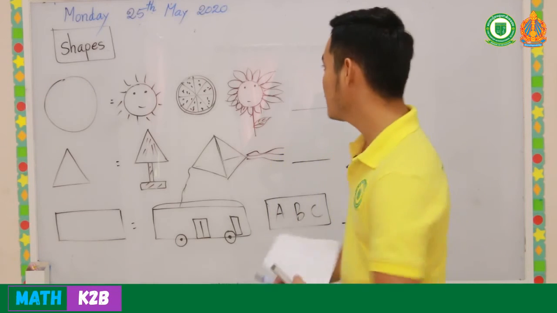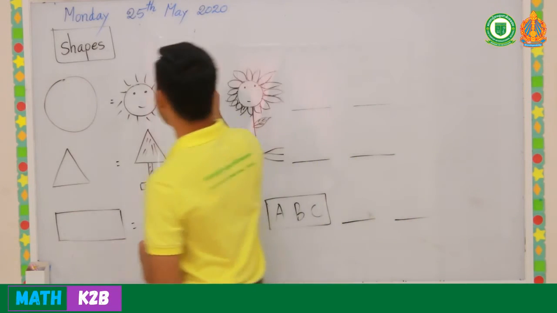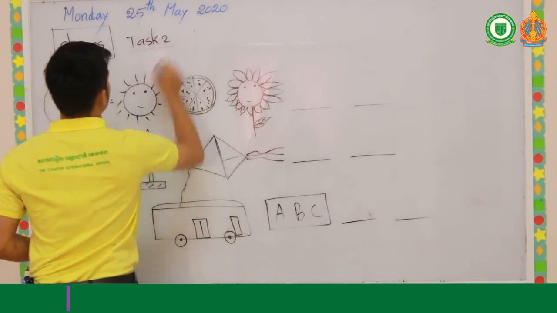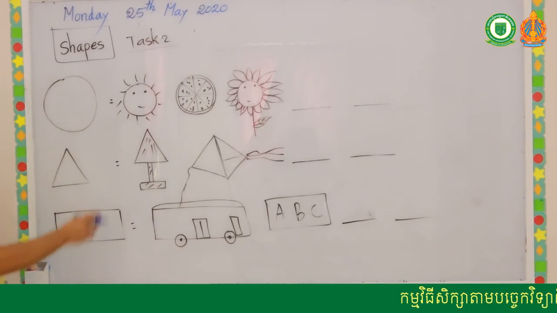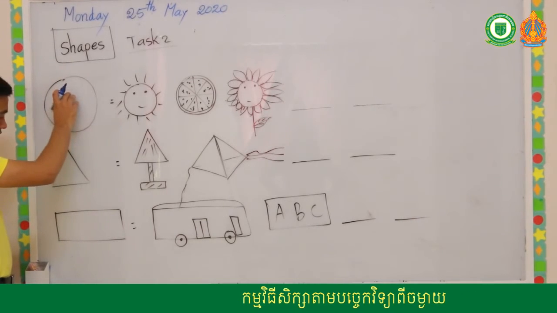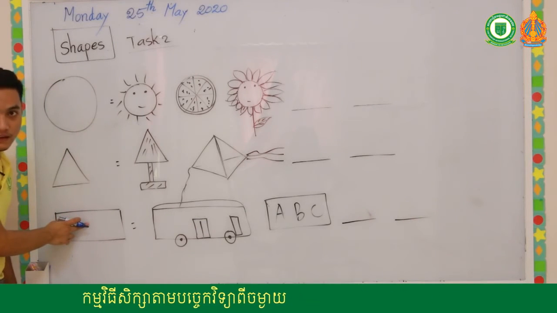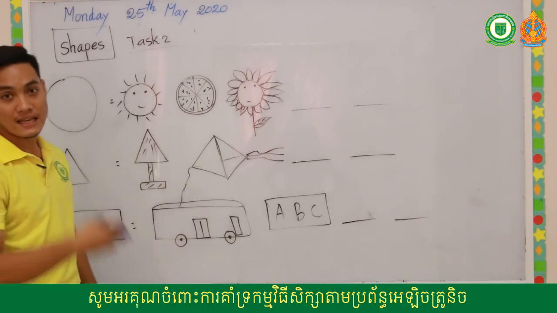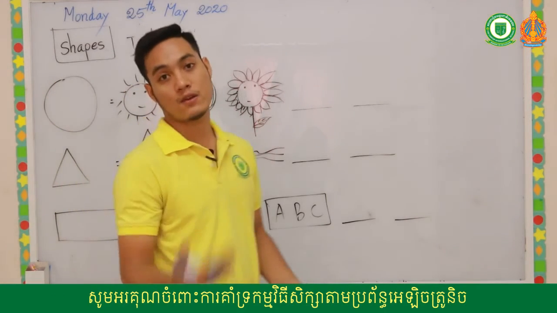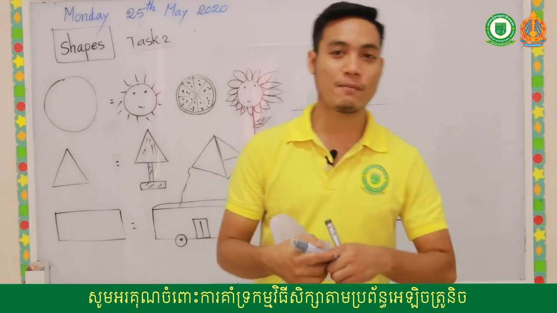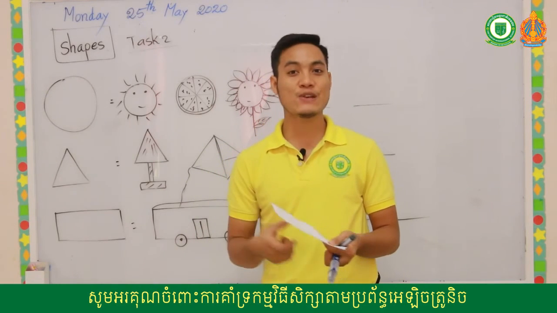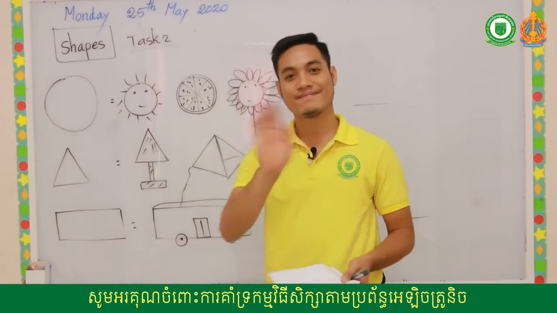Okay, so this one is task 2 here. Your task 2, draw more pictures that relate to circle, triangle, and rectangle. Okay, and it can be a square, a heart, an oval and other shapes. Okay, so that's it for part 2.